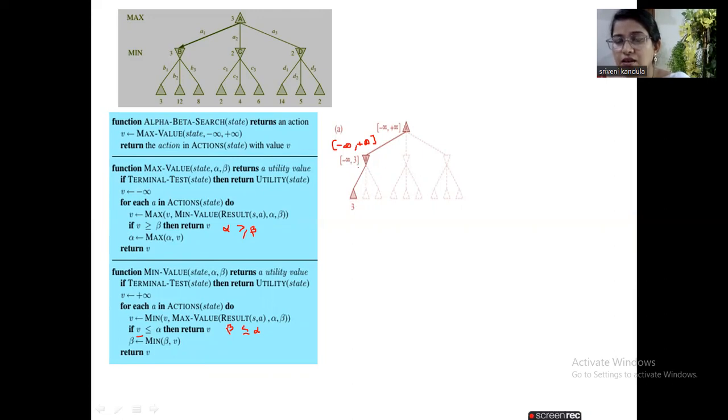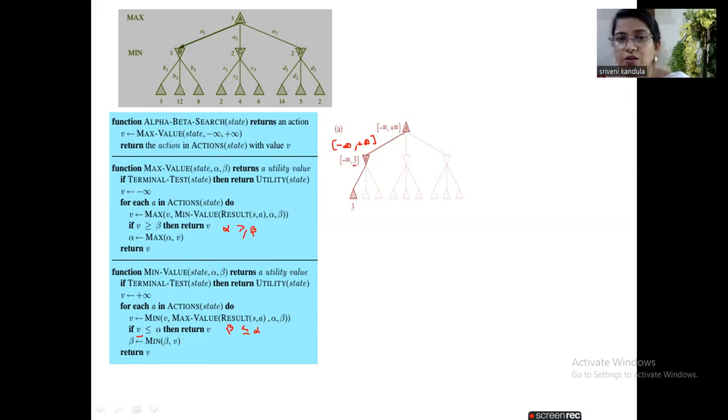And this is the min player. In the min player, we always try to update the beta value. The initial beta value is infinity, so that will be updated with this 3. Here, this is the updation, minimum of beta comma v. So minimum of infinity comma 3, the minimum is 3. So it will be updated with this particular value.